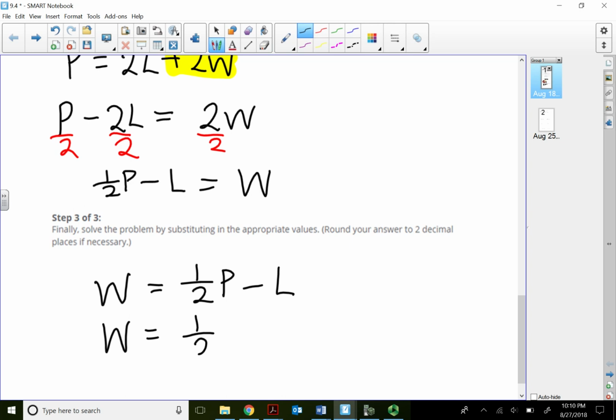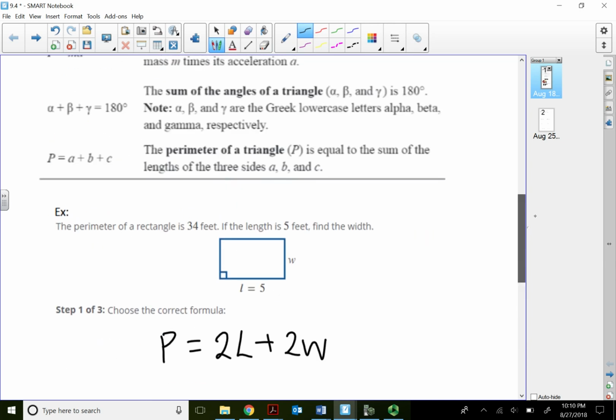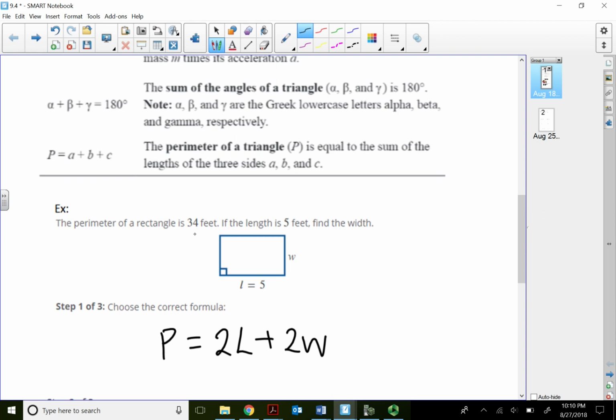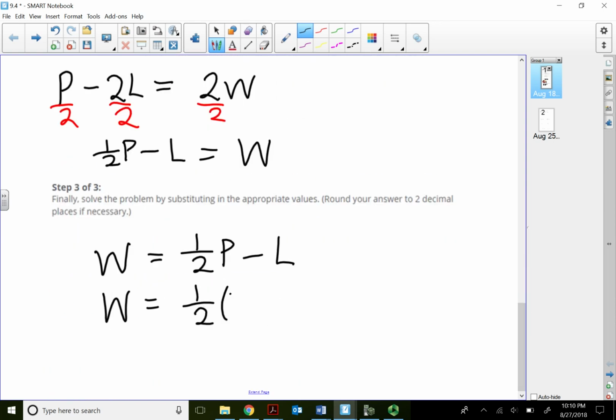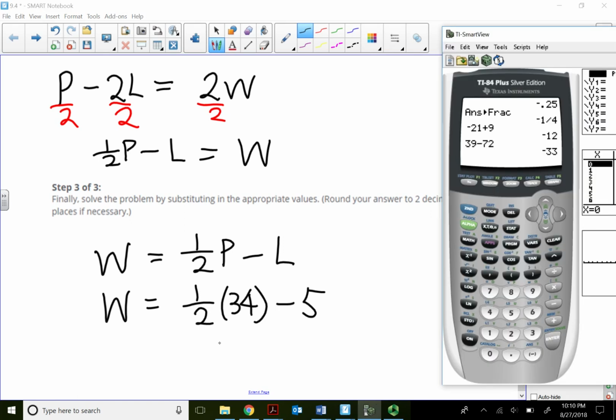Where did I get a 34 from? Because remember, the original problem says the perimeter is 34 feet. So half times 34 minus length is 5. Basically, the way we key it into the calculator is to go by the terms.